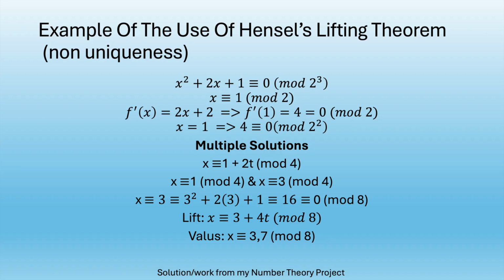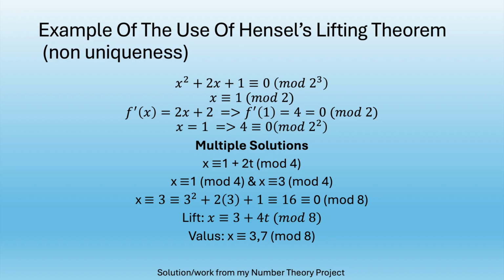So I went ahead and brought it down and went for x is equivalent to 1 plus 2t mod 4. Then we have our two separate sections: x is equivalent to 1 mod 4 and x is equivalent to 3 mod 4. We continue on with x is equivalent to 3, so 3 to the power of 2 plus 2 times 3 plus 1. We get that from the beginning problem, so we break it down from it.